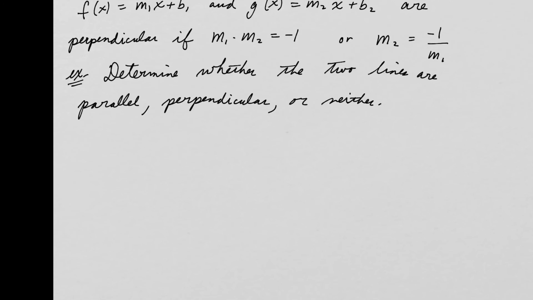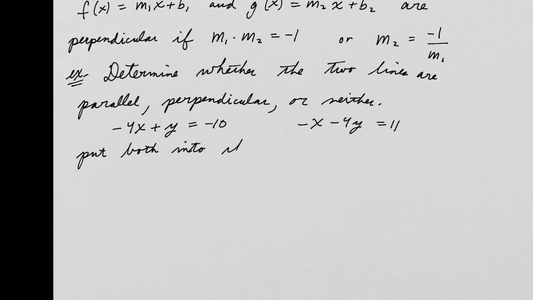Okay, so I'm given, let's say, negative 4x plus y is equal to negative 10, and then maybe this line, negative x minus 4y is equal to 11. The easiest way to do this is to put both of them into the form y equals mx plus b, the slope-intercept form. Why? Because then it's easy to pick out the slope, and really the test depends on that slope.